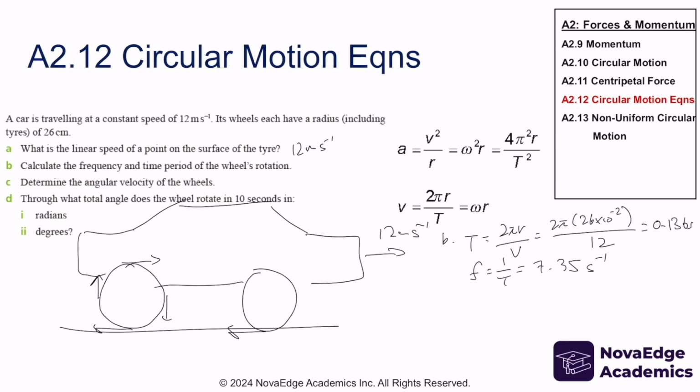Part C. Determine the angular velocity of the wheel. I can just simply do omega is equal to v over r, which is equal to 12 over 26 centimeters, equal to 46 rad per second.